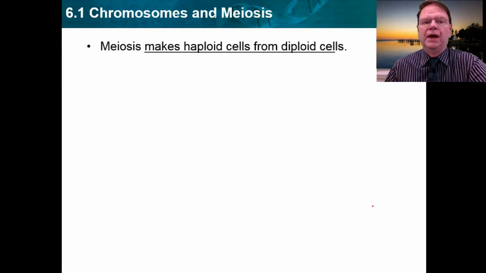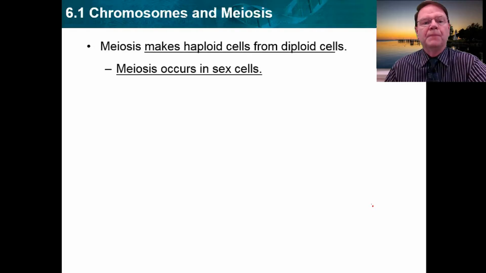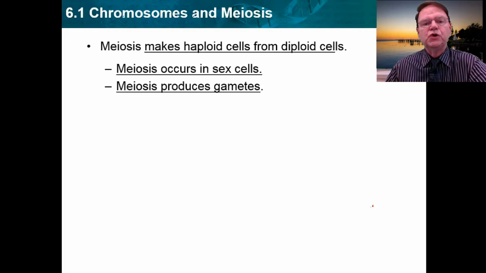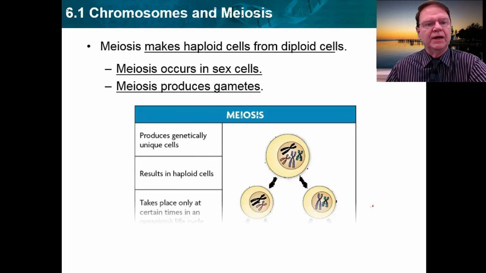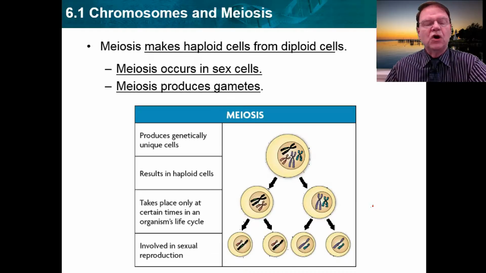Now, on the other hand, meiosis makes haploid cells from diploid cells. Meiosis is going to occur in sex cells, and meiosis produces the gametes that we have just been mentioning. These are not genetically identical, but genetically unique. They result in haploid cells, meaning they have half the genetic information. For most organisms, this takes place only at certain times in an organism's life cycle, and it is involved in sexual reproduction.